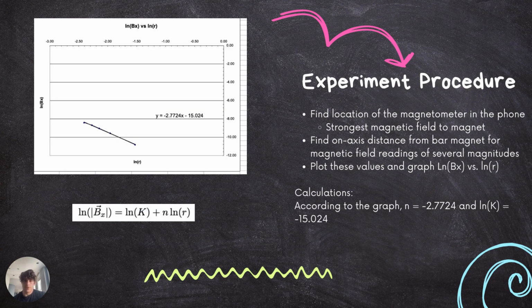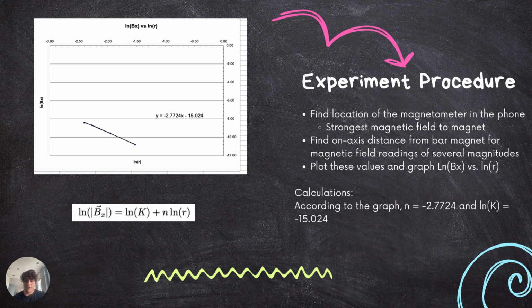For the first part of the experiment, we first determined the position of the magnetometer on the phone and found the on-axis distances from the bar magnet for several readings of the magnitude of the magnetic field. We then plotted these values as the natural log of the magnitude of the magnetic field versus the natural log of the distance from the bar magnet. We then related our trend line to the equation relating our data below the graph.